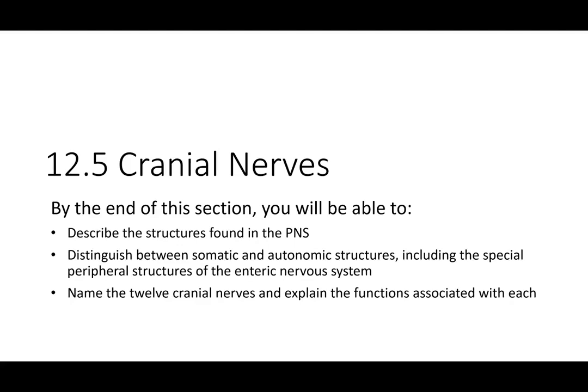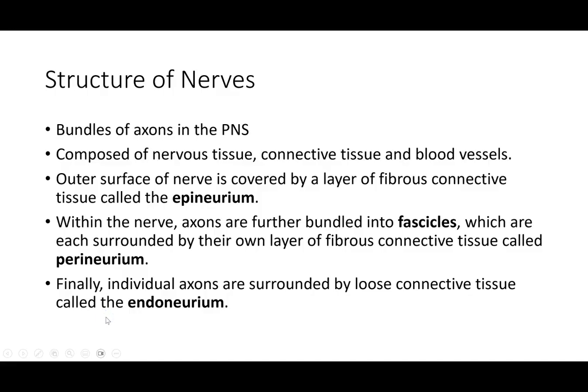All right, we are going to talk about the cranial nerves in this video. So, the nerves of our body, these are bundles of axons located within the peripheral nervous system. So the cranial nerves may connect directly into the brain, but they are still part of the peripheral nervous system, not the central nervous system.